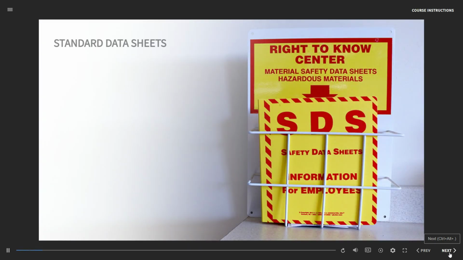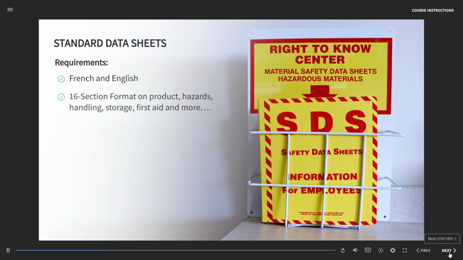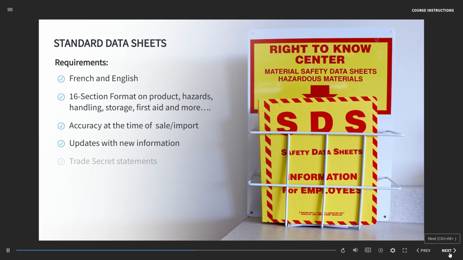Additional requirements for WHMIS for standardized safety data sheets include SDSs must be in both English and French, be accurate at the time of each sale or import, and updated to include significant new information. Statement: Trade secret. If the safety data sheet provides a concentration range, it must also provide, immediately following the concentration range, a statement to the effect that the actual concentration is withheld as a trade secret.